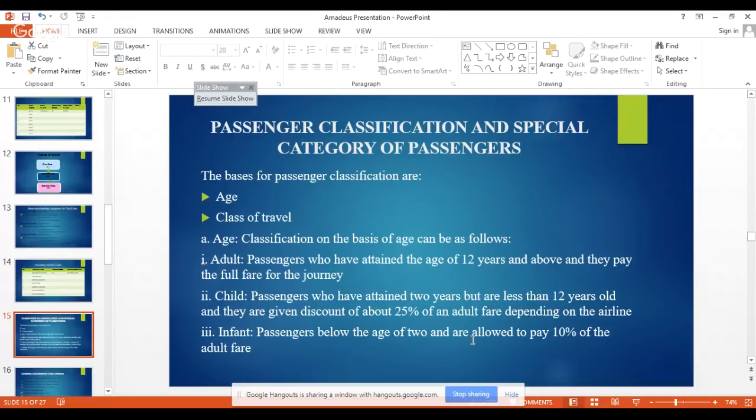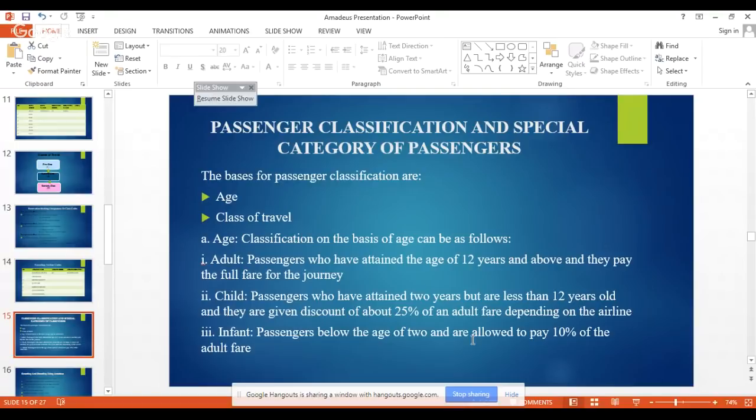Let's take note of the fact that it depends on the airline. Some might tell you, no, we're only giving 15%. Some might tell you 65%. Some might tell you 75%. But in most cases, it's always 25%. So a child will always pay 75% of an adult fare.